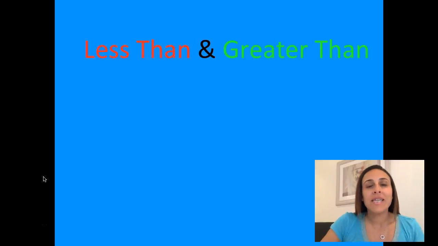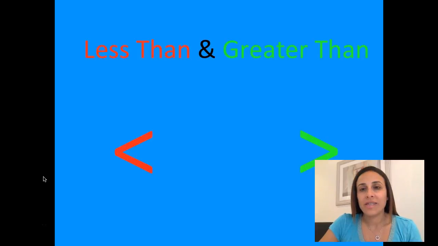Hi Year 4! Today we're going to be learning about less than and greater than. This is the symbol for less than and this is the symbol for greater than.